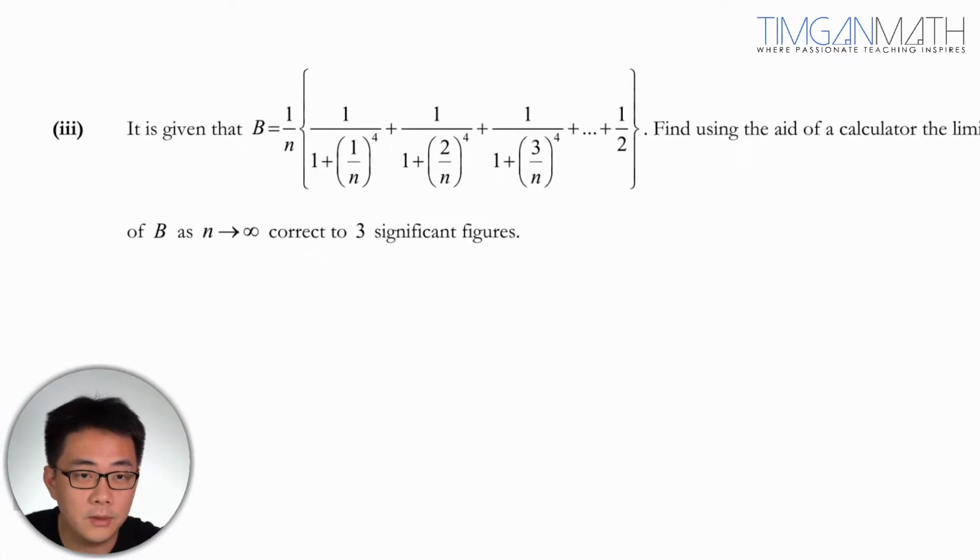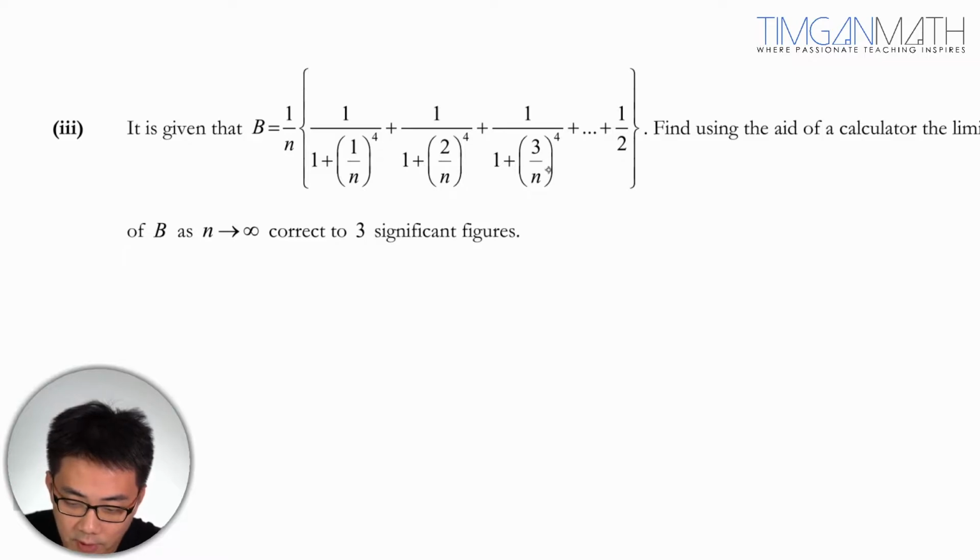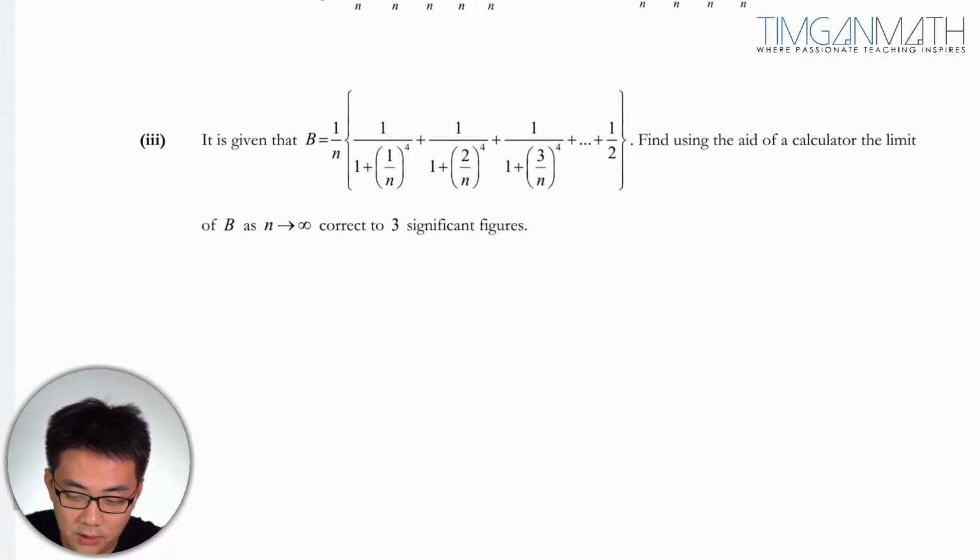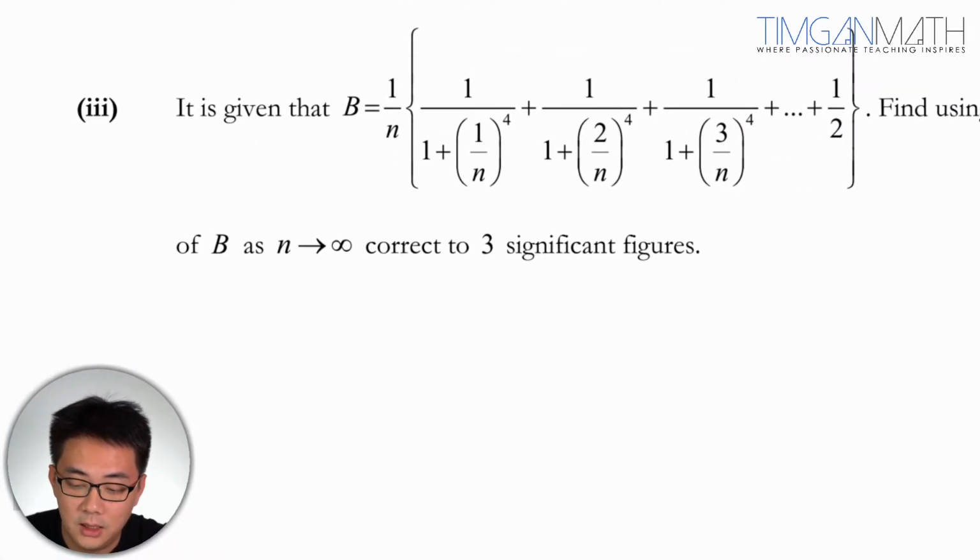So let's look at the third part. You're told that b is given by 1 over n, 1 over n to the power of 4, and so on. So by using the aid of a calculator, you need to show that when n goes to infinity, what is the value of b. So how are we going to key this series into the calculator? We need to express this in terms of sigma notation, right? And try and find the general term here.